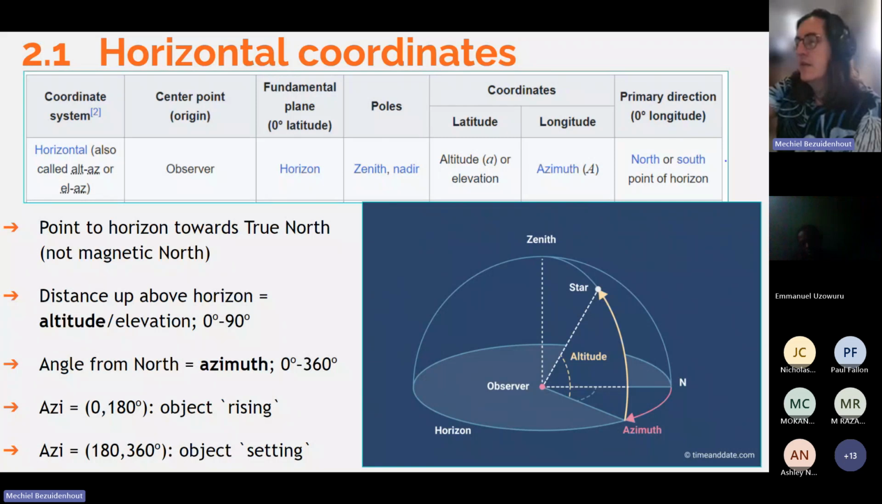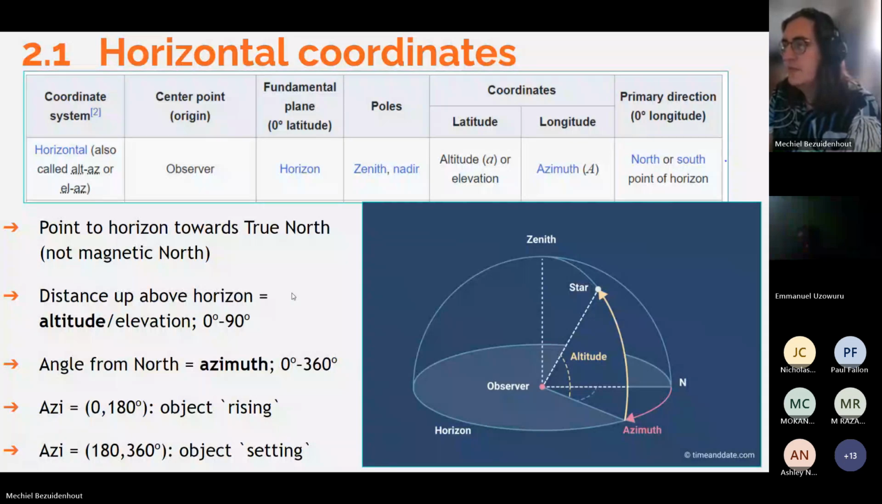And then you measure clockwise from 0 degrees all the way around to 360 degrees. So east is at 90 degrees, south at 180, west at 270. And the azimuth is useful to know if an object is rising or setting, because objects rise in the east, since the Earth is rotating from east to west. So if the azimuth is 0 to 180 degrees, you know it's rising. If it's 180 to 360 degrees, it's setting.